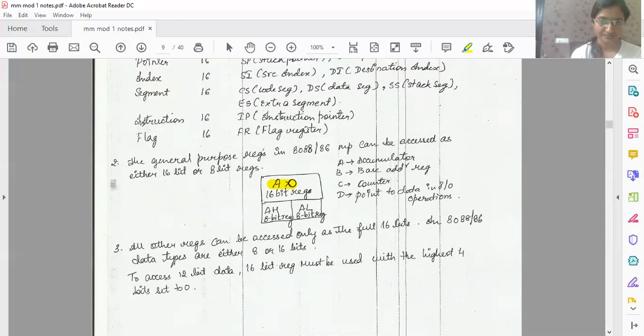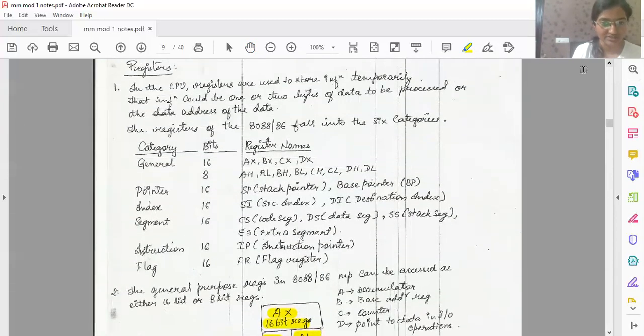Here, as you can see, the AX register is 16-bit in size, and it can be split into AL, which is 8-bit in size, and AH, which is again 8-bit in size. Two 8-bit registers make one 16-bit register, the general purpose accumulator register. So AL is the lower byte of the register, and AH is the higher byte of the accumulator register. The same thing applies to all the general purpose registers.